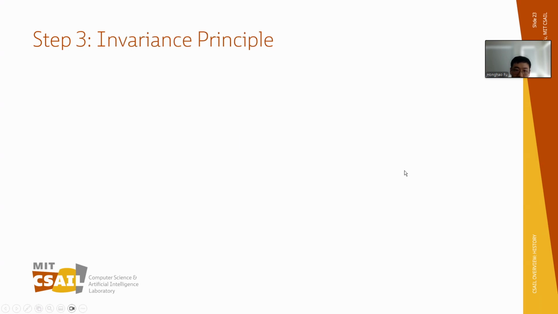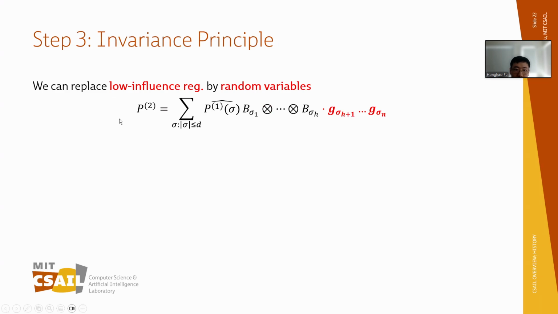In this step, we are going to apply the invariance principle. The invariance principle tells us we can replace the low influence registers by random variables. So if you keep the Paulis acting on the high influence registers as they are, but replace all the rest of the Paulis by random variables, you get this matrix P2.